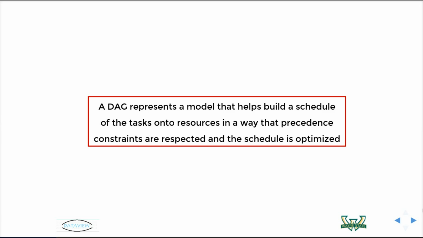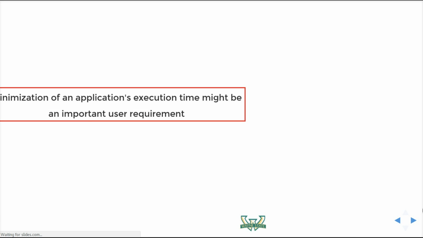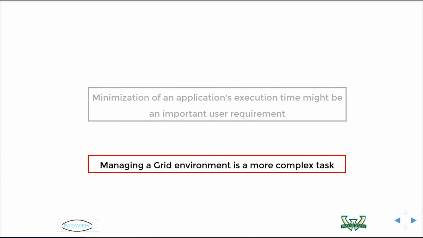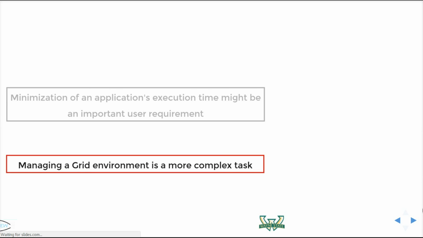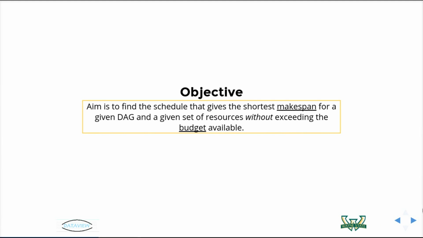All existing works in the literature aim to minimize the total execution time of the tasks. Although minimization of an application's execution time might be an important user requirement, managing a grid environment is a more complex task. In this paper, workflow applications are modeled as DAGs, and the objective is to find the schedule that gives the shortest makespan for a given DAG and a given set of resources without exceeding the budget available.